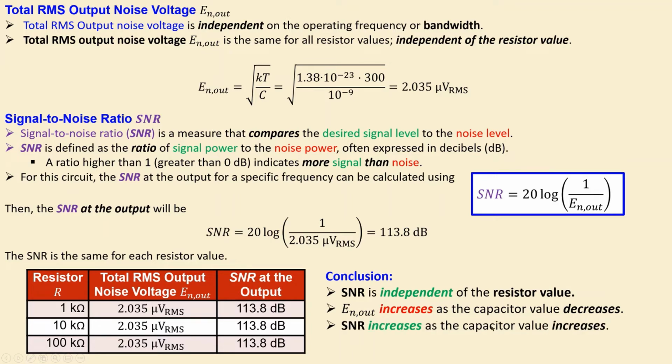By increasing your capacitor, you will increase your SNR value. So if you want to increase your SNR level or filter out more noise, you will require a larger capacitor. That's one of the conclusions here.